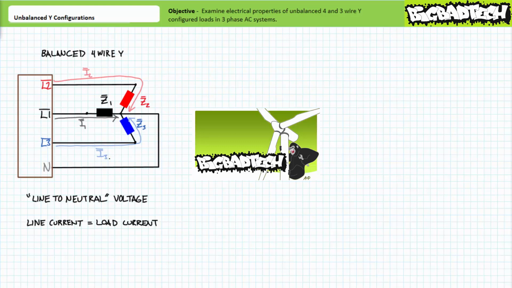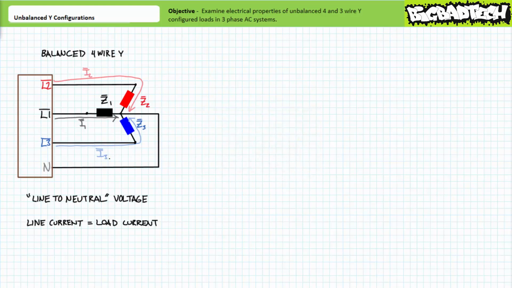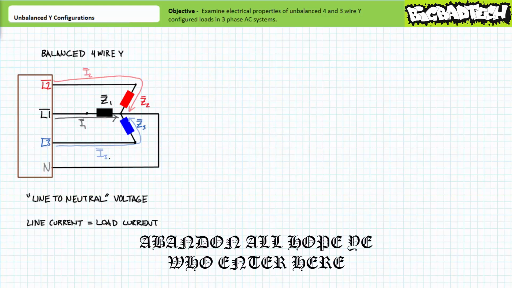If you haven't watched this lecture yet, or only dimly recall its contents, please take the time to do so now. 3-phase AC circuit analysis is often preceded by the foreboding statement, "Abandon all hope, ye who enter here," and in no scenario is this warning more frequently applied than to unbalanced loads.